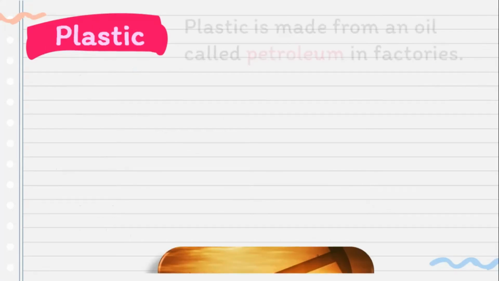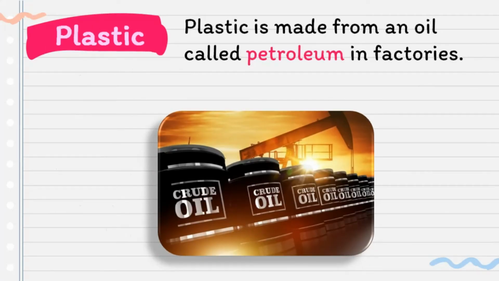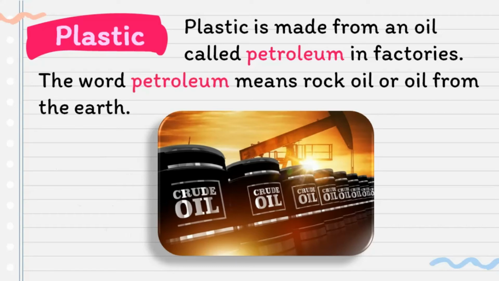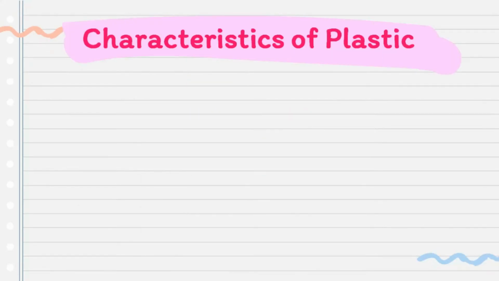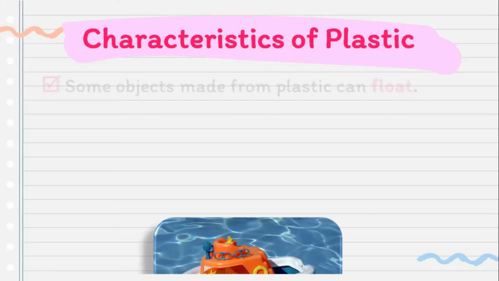The next material is plastic. Plastic is made from oil called petroleum in factories. The word petroleum means rock oil or oil from the earth. Here are the characteristics of plastic.